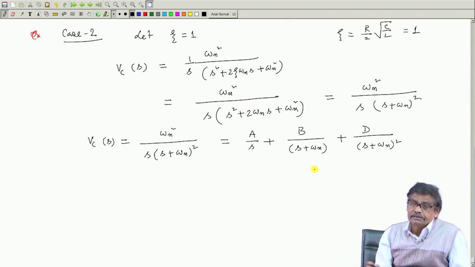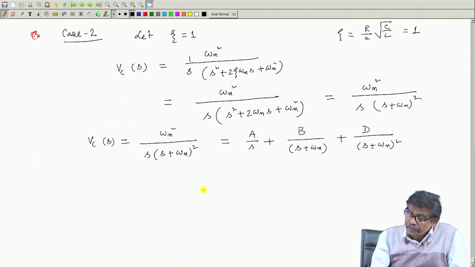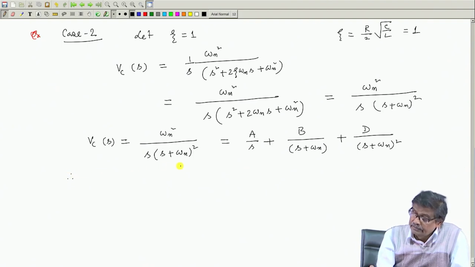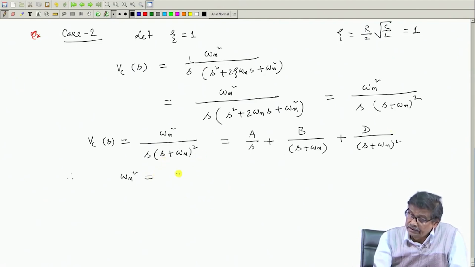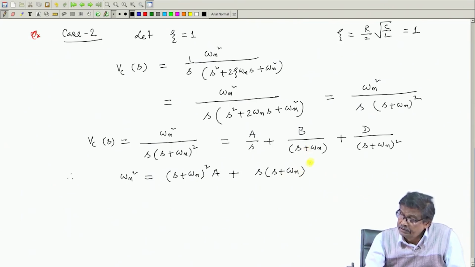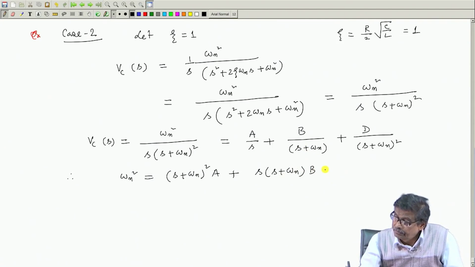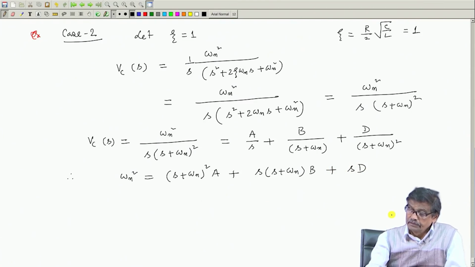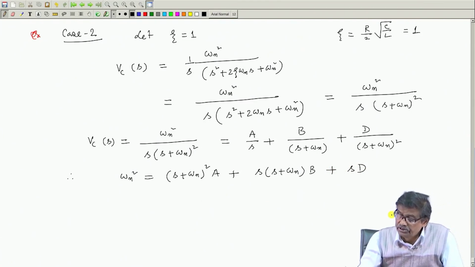Let us redo this very quickly, how to do it. So, this can be written as omega n square is equal to this, you bring it to this side. So, this will be s plus omega n whole square into A, plus it will be s into s plus omega n will go when you come here into B, any mistake you point out, plus s into D. This will be the thing, isn't it? And I have to find out A, B, D. So, 3 equations you have to form.